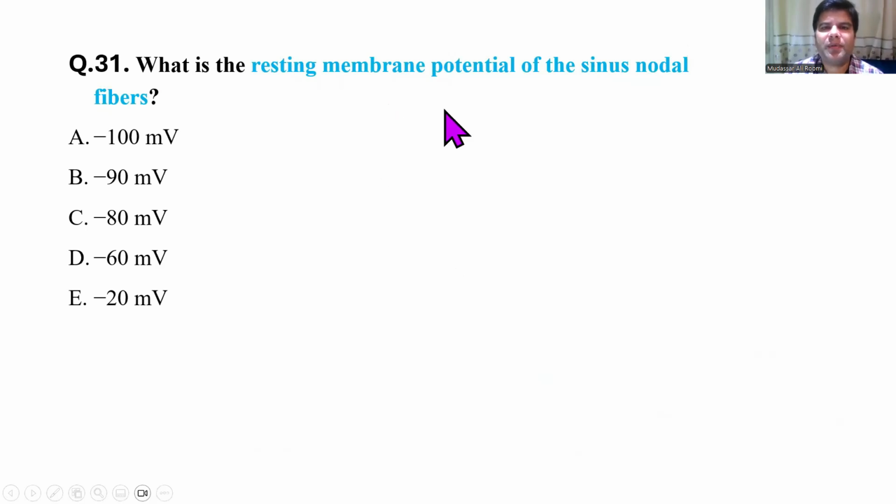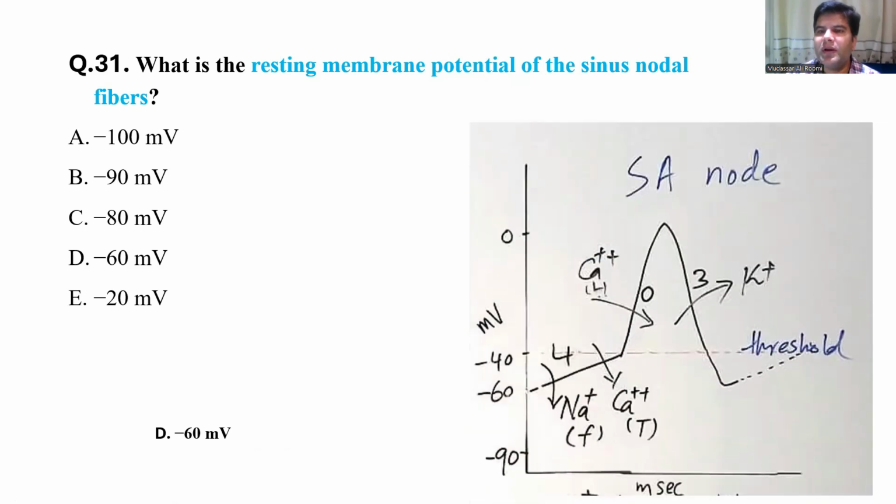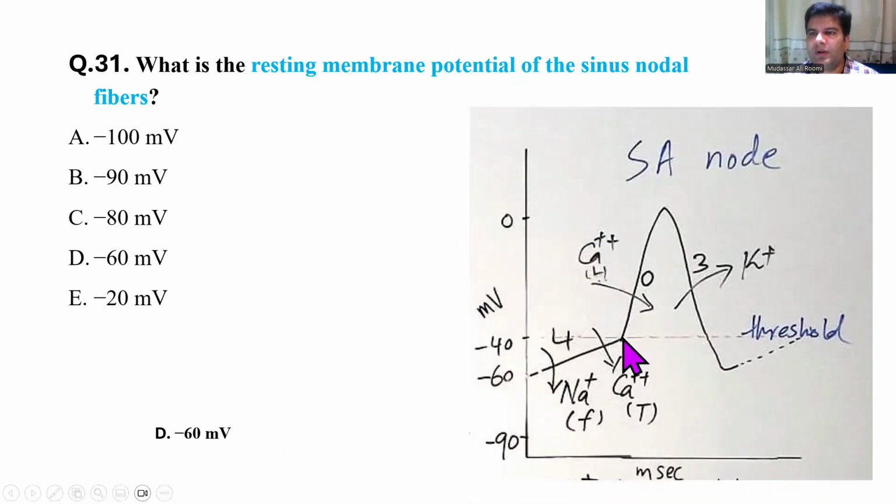Next question is what is the resting membrane potential of the sinus nodal fibers? And the options are minus 100, minus 90, minus 80, minus 60, minus 20 millivolt. And the answer is, resting potential of the SA node is minus 60. But keep in mind this minus 60 resting potential is not a stable resting potential. It's unstable and it moves by itself from minus 60 to minus 40 millivolt. That's because of influx of sodium through the funny sodium channel and influx of calcium through the T type calcium channels. And this is responsible for bringing the resting potential from minus 60 to minus 40. And this unstable resting potential is also called pre-potential or pacemaker potential.